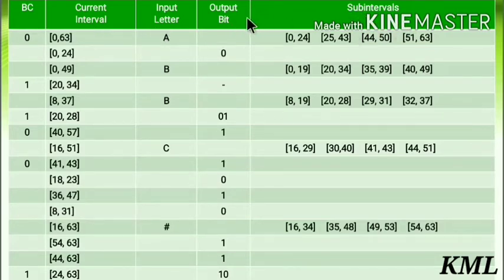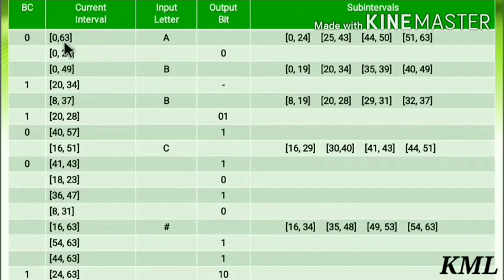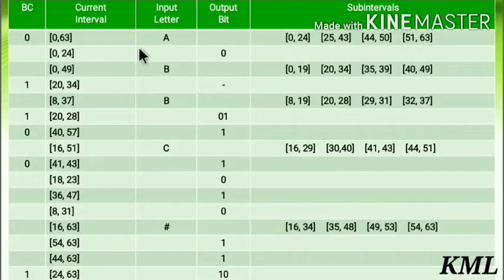So what do you do? First, take this initial interval, that is 0,63, as your current interval. Now what you do? Take the first input letter, that is A, then divide this interval into sub intervals.